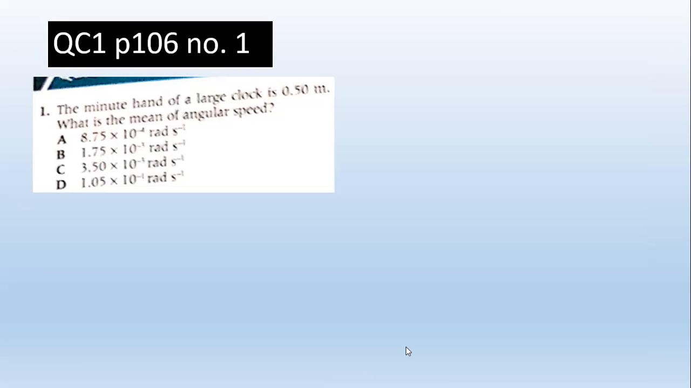Yeah, what's the answer? Well, this is taken from your book, page 106, number 1. The minute hand will travel 1 round. 1 round is 1 hour. That's the time. We know the radius. So what's the answer? You want omega.